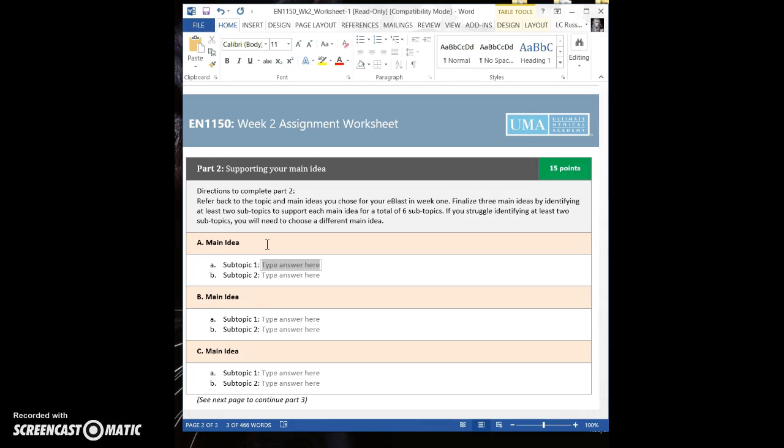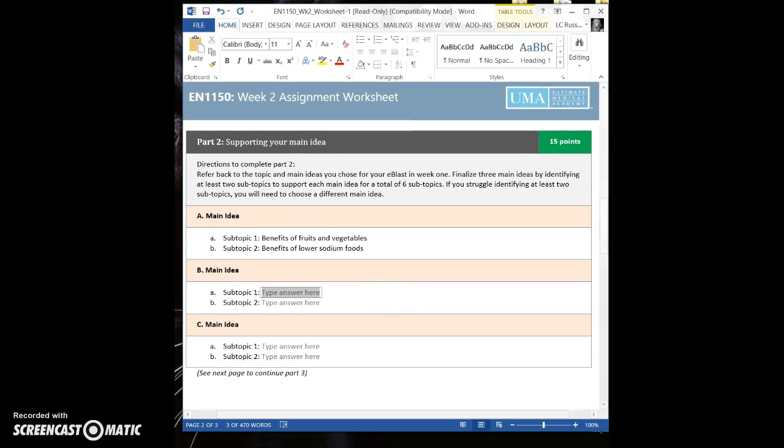So maybe you're going to put healthy foods. Okay? So if you have healthy foods for your main idea, then a subtopic would be benefits of fruits and vegetables. That could be a subtopic. Another subtopic might be benefits of lower sodium foods.